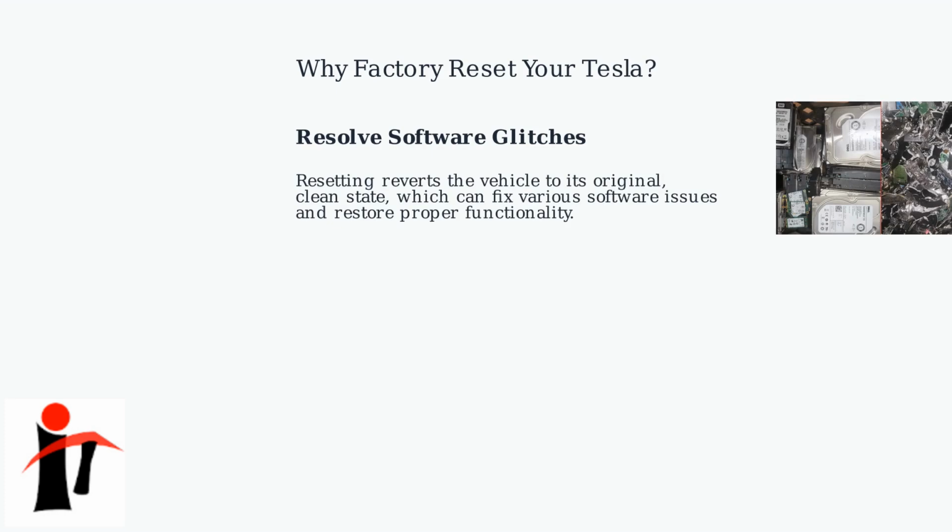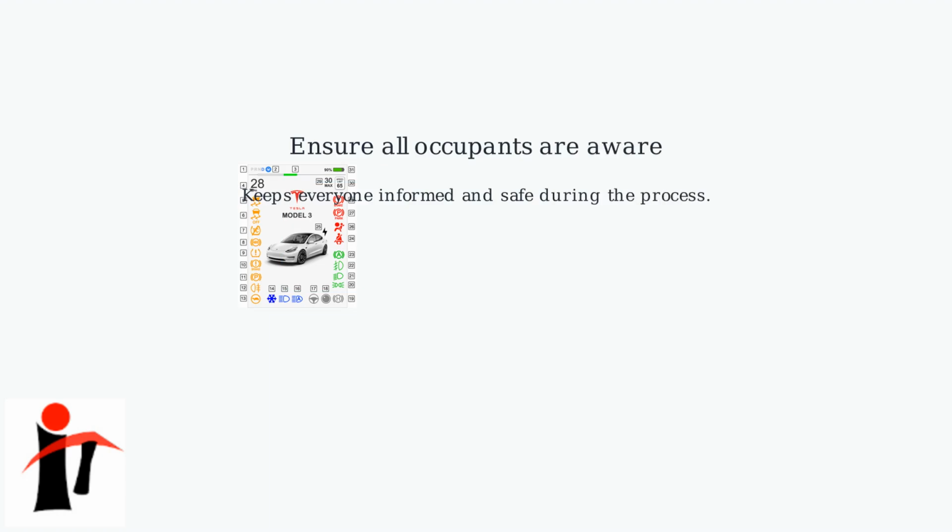Before starting the factory reset, ensure your Tesla is in park mode to prevent any accidental movement during the process. Make sure all doors are unlocked, allowing easy access and avoiding any lock-related issues. Ensure all occupants are aware of the reset to keep everyone informed and safe.